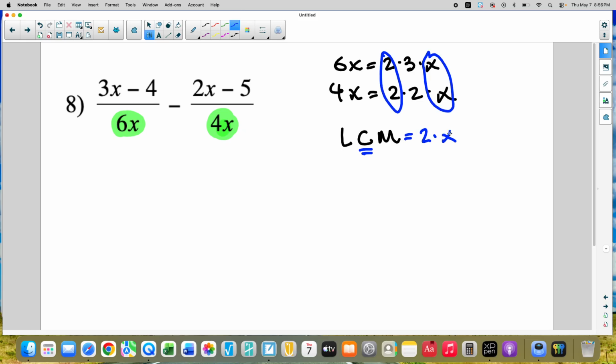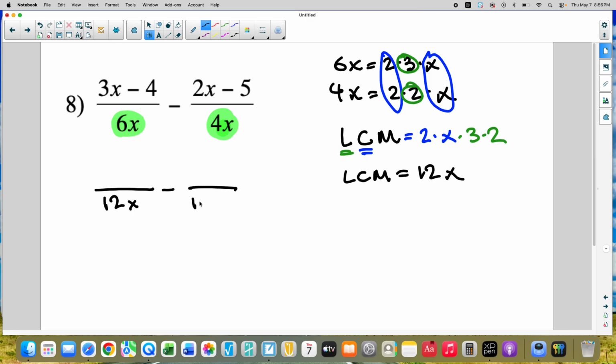So a 2 and x, and then the leftovers. L is for leftovers, 3 and 2. And this creates our LCM, our common denominator. So 2 times 3 is 6, times 2 is 12. 12x. That's going to be my denominator.